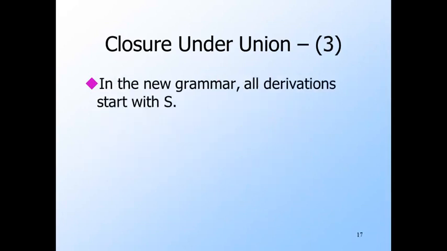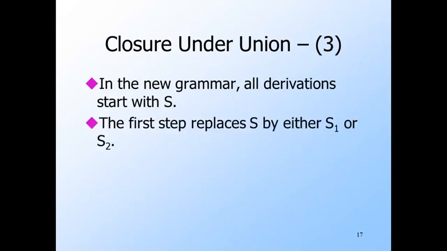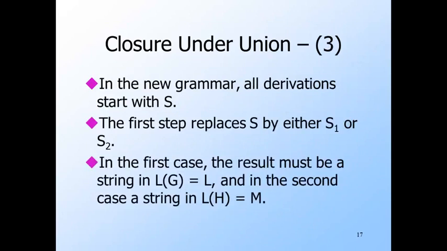All the derivations of the new grammar start with S. And in the first step, this S is replaced by either S1 or S2. If S is replaced by S1, then the entire derivation must be a derivation of G, because we cannot then get any variables of H into our derivation. Similarly, if the first step gives us S2, then the entire derivation is a derivation of H. Thus, the terminal strings derivable from S are exactly those in L if we start with S goes to S1, union those in M if we start with S goes to S2. That is, the new grammar's language is L union M.